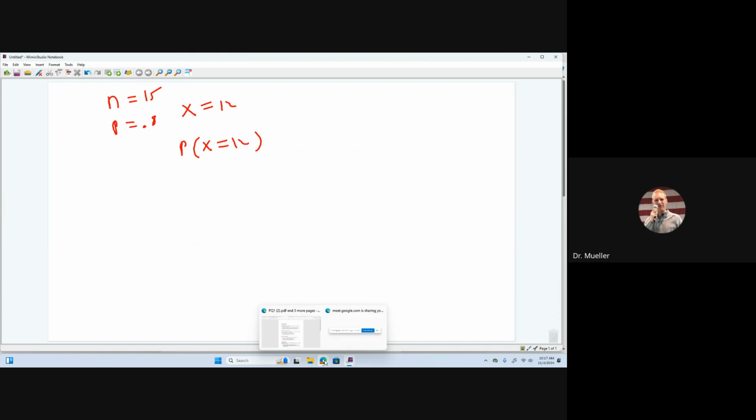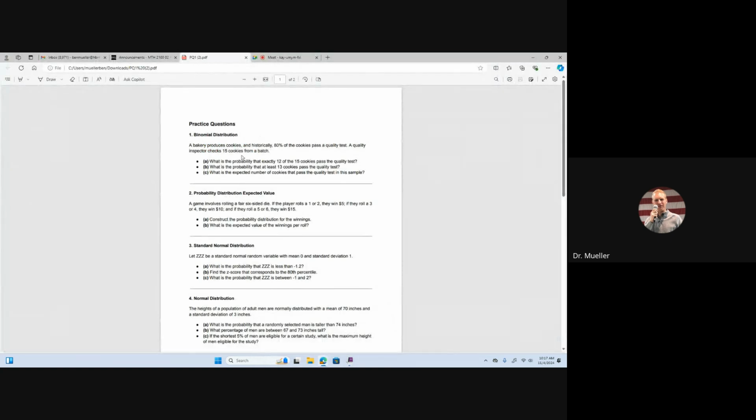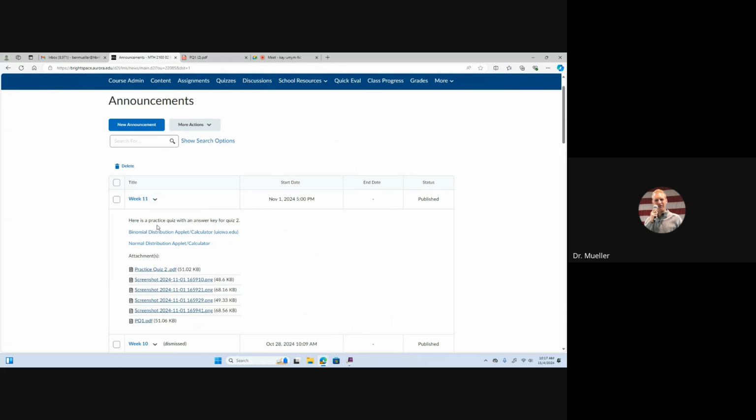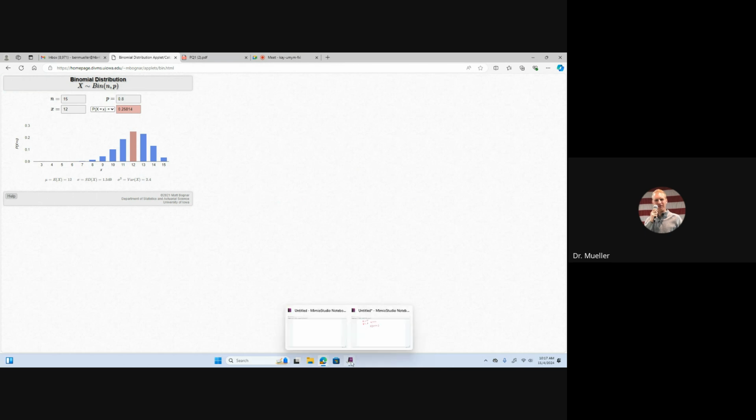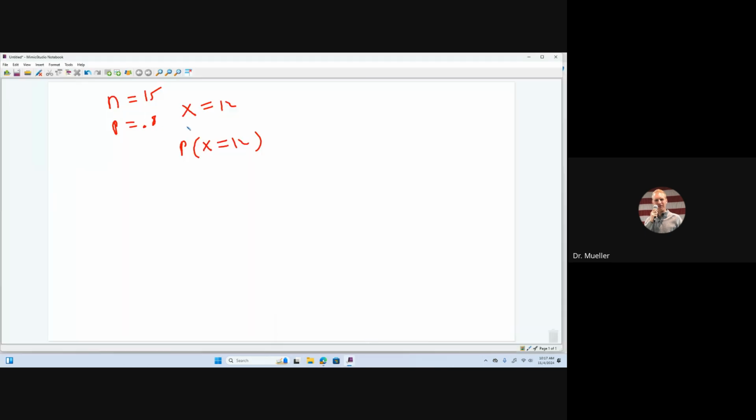So we can use our binomial distribution calculator here. If you click in the D2L, you just have to click on binomial distribution. You can put in your numbers, 15, 0.8, and 12. Make sure it's equal to. And it tells us it's 0.25. So the answer is 0.25 for that one. That's 1A. Let's take a look at 1B.